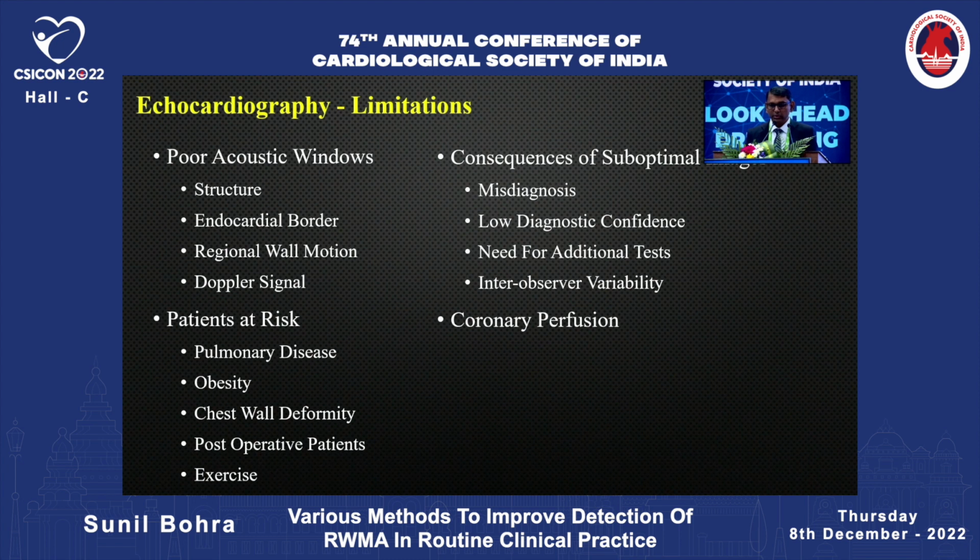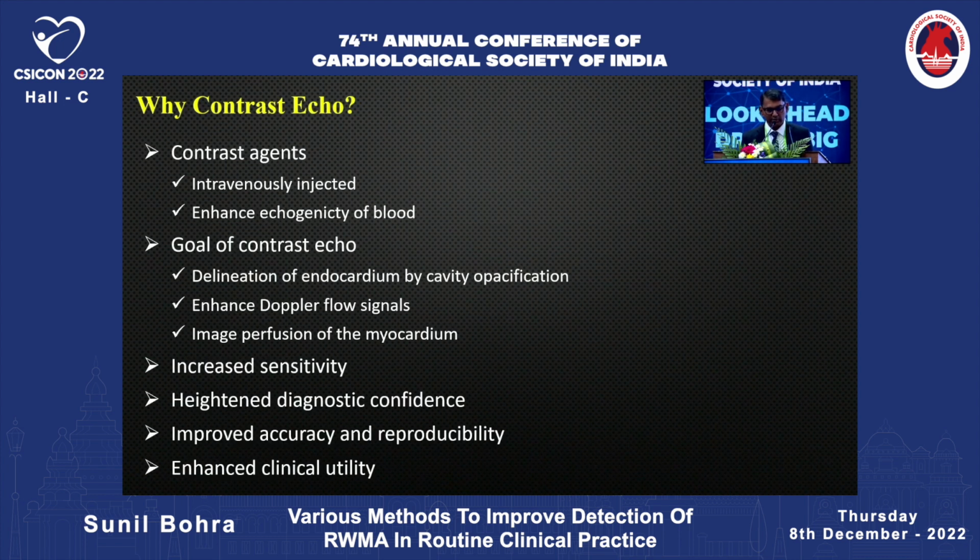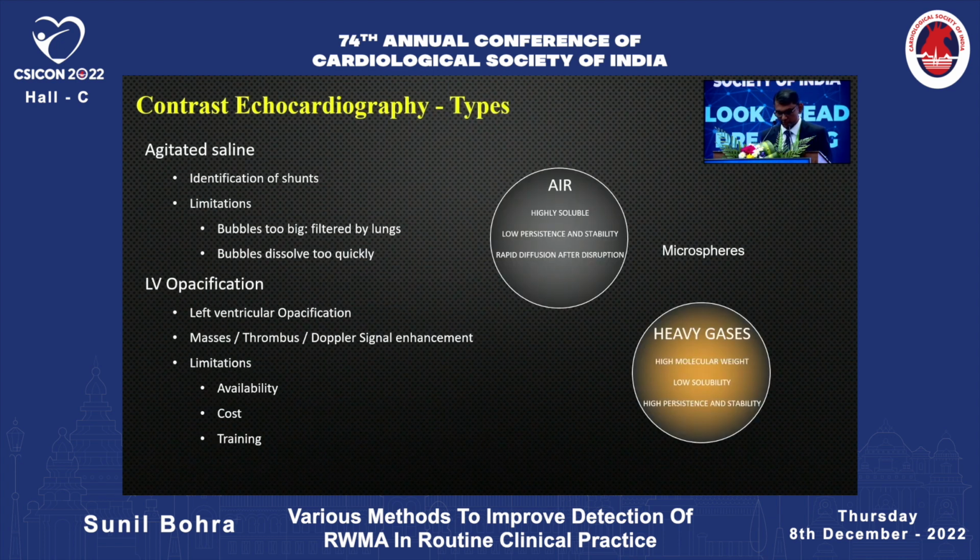It is important because echocardiography per se has limitations due to poor acoustic windows in some patients, and some patients who are at risk also have suboptimal imaging. We can use contrast echo, which can be given intravenously, and the delineation of the endocardial border is very, very good. It is also helpful in improving our diagnostic confidence and reproducibility.